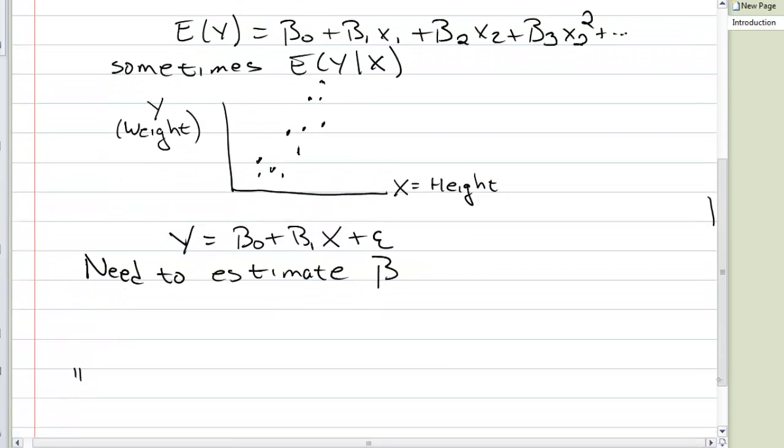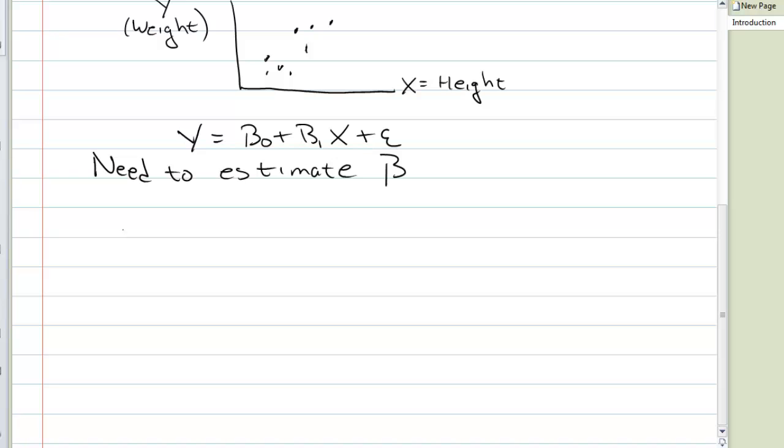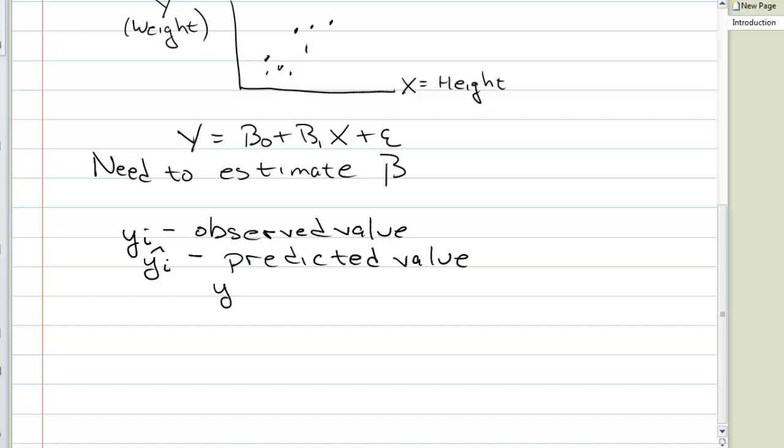Some notation that'll help us. We're going to use lowercase y's for observations. So lowercase y sub i is an observed value, and lowercase y sub i hat is a predicted value. In other words, y sub i hat is going to come from our equation where we've estimated the betas. The betas are population parameters, so it's going to come from the estimated parameters. Our job is to find estimates for beta 0 and beta 1.